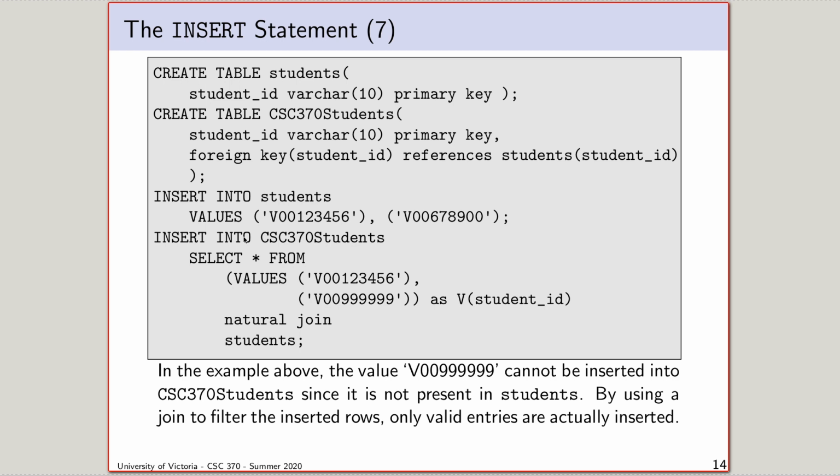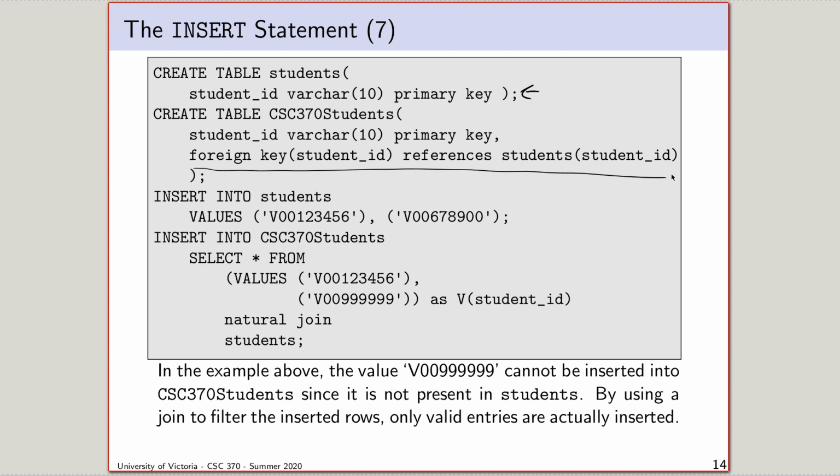So here's an example of a way we could use our insert statement to avoid an error. Now, it's true that this has adverse effects in some cases, but suppose I've got this table students and this table CSE 370 students. Now, we wouldn't normally do this, but suppose I want to keep track of all my students, and then CSE 370 students has a foreign key constraint.